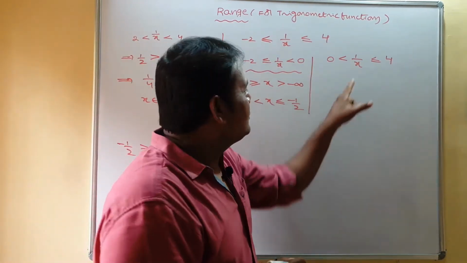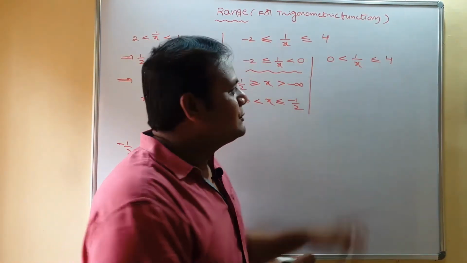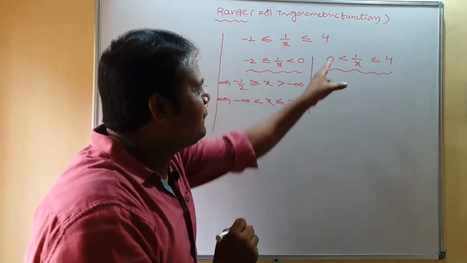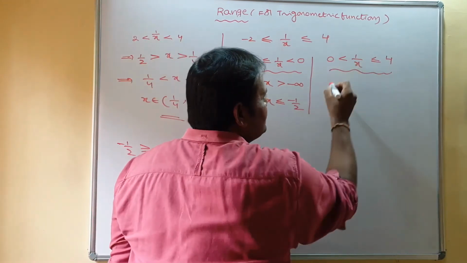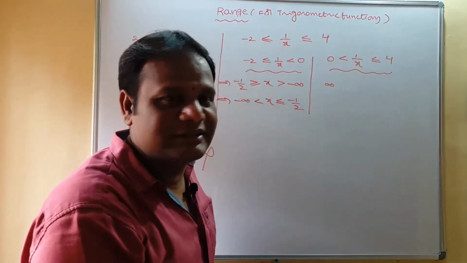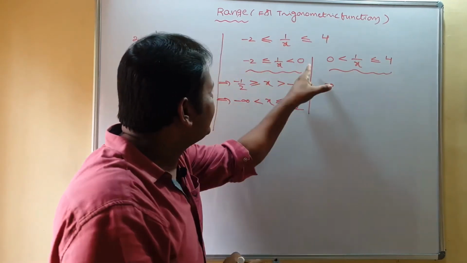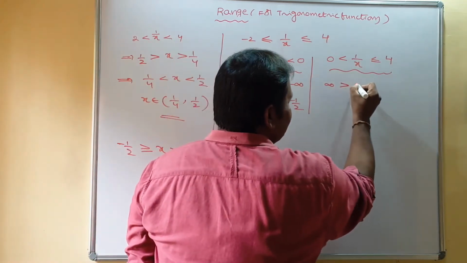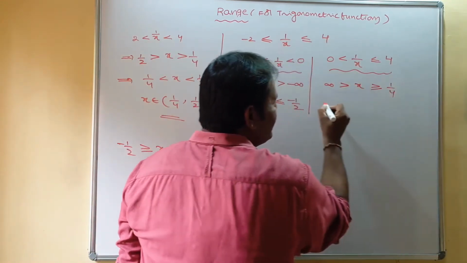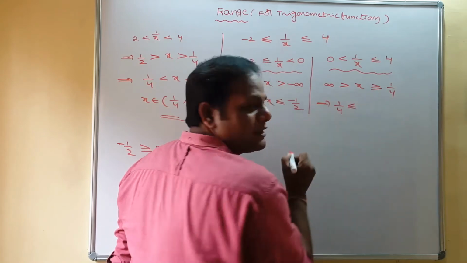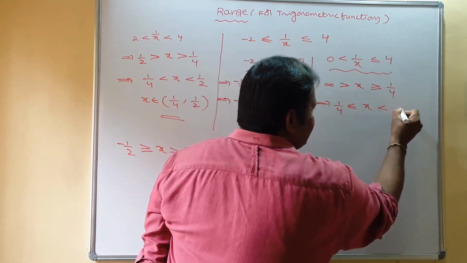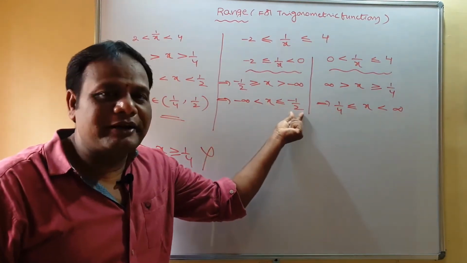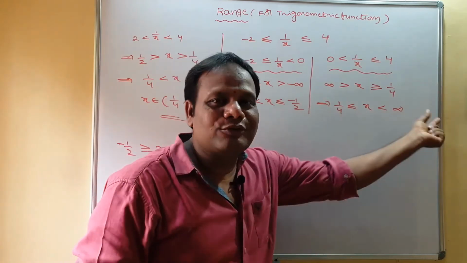Coming to this, here also you take reciprocals. Here you observe that all are positive. So if you take reciprocal, it approaches positive infinity. This time all are positive, whereas before all were negative. That is the reason I took minus infinity before. Don't confuse. So positive infinity greater than x greater than or equal to 1 by 4. Can I write it as 1 by 4 less than or equal to x less than infinity? Yes. So x values: minus infinity to minus 1 by 2, union 1 by 4 to infinity.